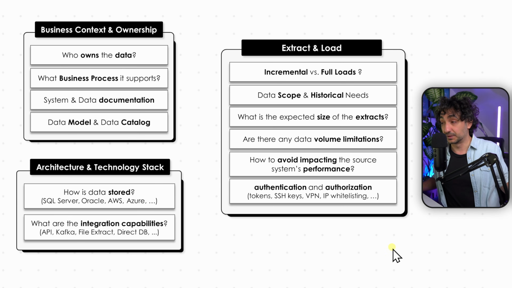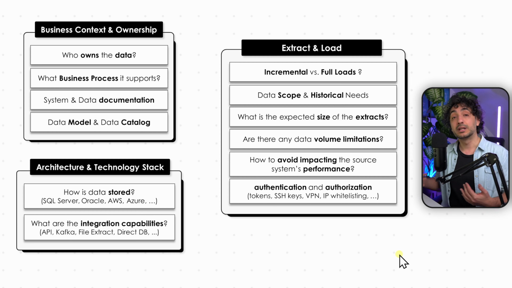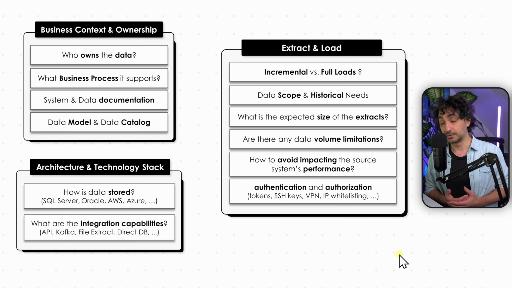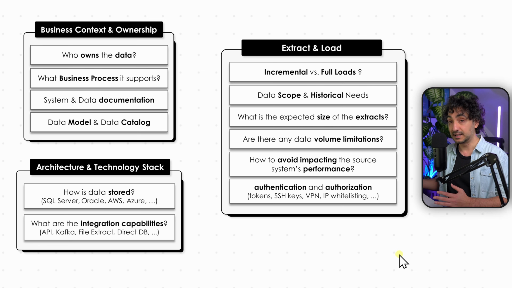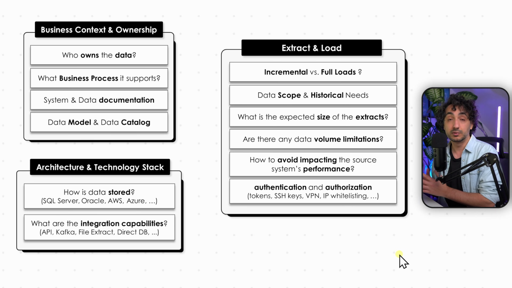And of course, a very important question is to ask about the authentication and the authorization. Like how are you going to access the data in the source system? Do you need any tokens, keys, passwords, and so on? So those are the questions that you have to ask if you are connecting a new source system to the data warehouse. And once you have the answers for those questions, you can proceed with the next steps to connect the sources to the data warehouse.